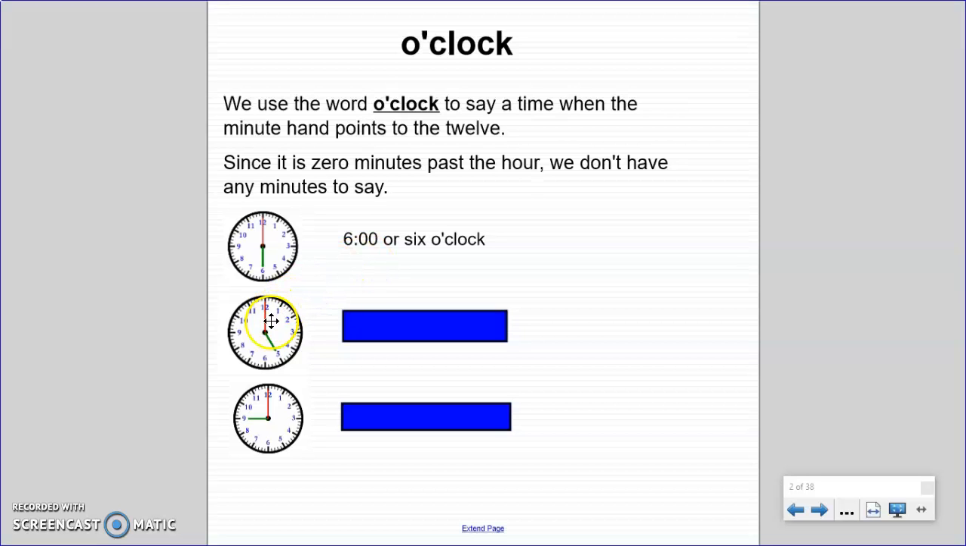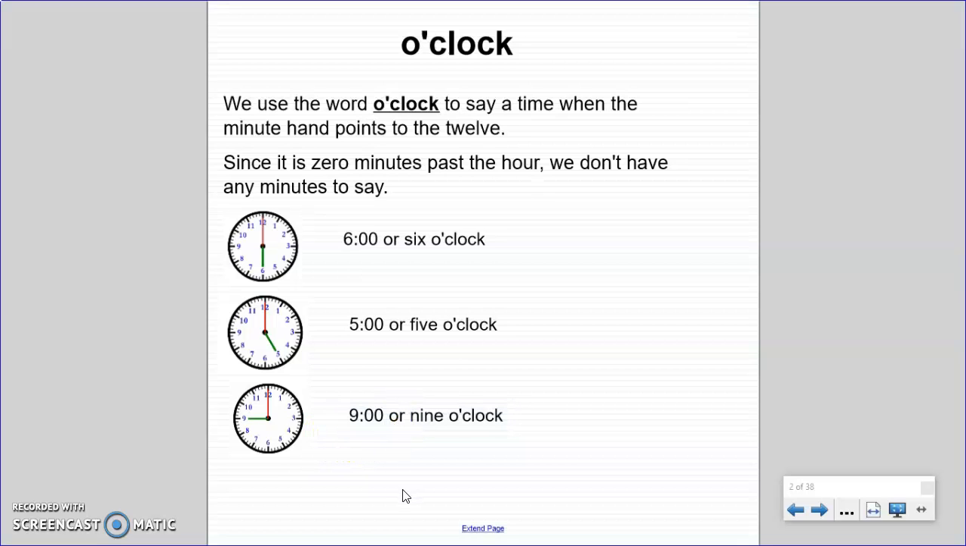Again, looking at this clock, the minute hand is 0 minutes past the hour. We would write 5 o'clock, or we would say 5 o'clock. On the third clock, we have our minute hand pointing to the 12 again, and our hour hand is right on the 9. The time here is 9 o'clock.